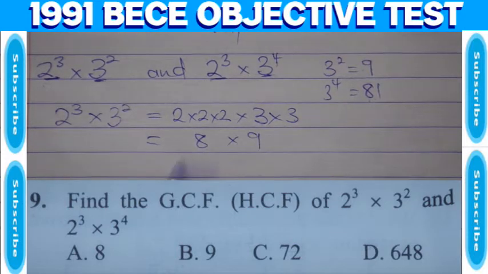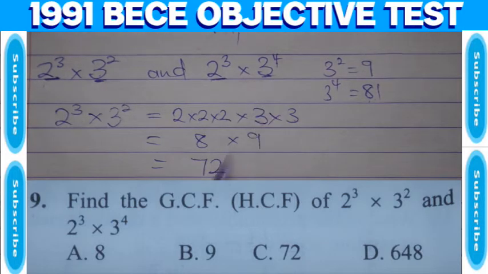Let's take a look at the product of 8 and 9. 8 multiplies 9, then you have 72. So the highest common factor or the greatest common factor for this multiplication sentence and this is 72.